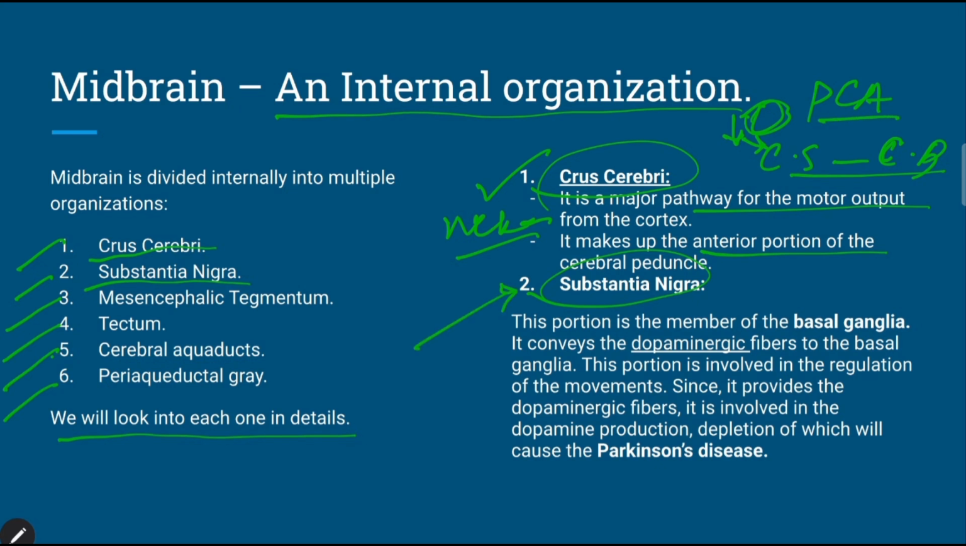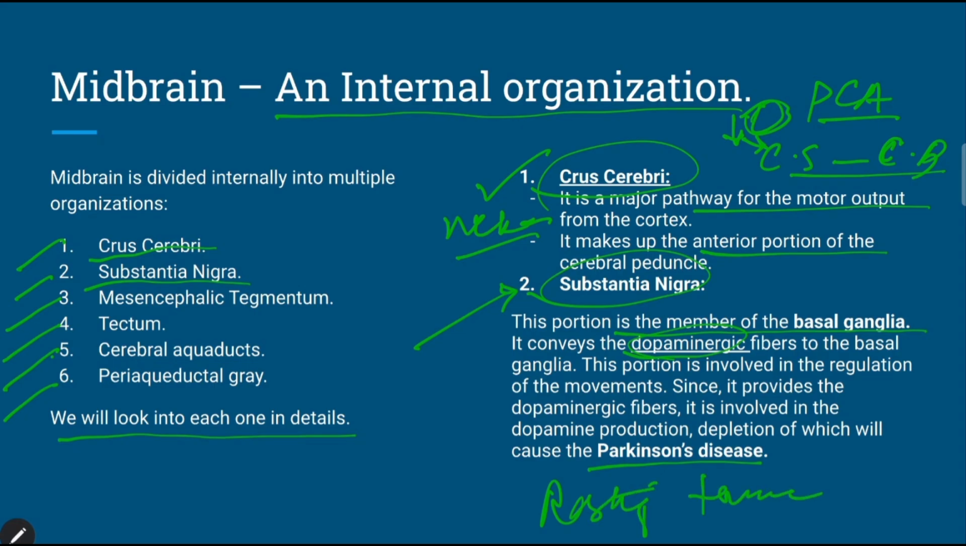It's part of the basal ganglia and contains dopaminergic neurons that project to the striatum to regulate movements. Degeneration of these neurons leads to Parkinson's disease, which you will recognize as resting tremor, rigidity, and bradykinesia. Step 1 loves to test this resting tremor with vignettes about dopamine depletion or Lewy bodies in the substantia nigra.